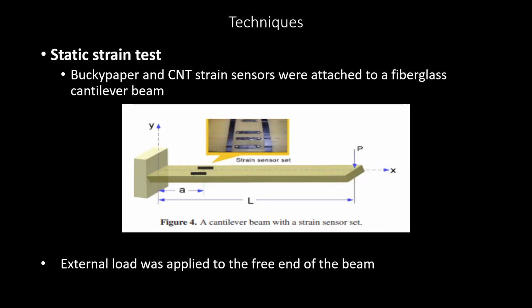Bucky paper and CNT composite sensors were adhered to a cantilever fiberglass beam and vacuum bonded to reduce slippage. These samples were then wired with silver epoxy and a load was applied to the free end of the beam. When the beam reached maximum deflection, the internal resistance of the sensors was recorded.